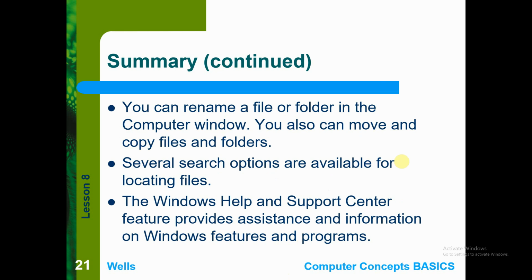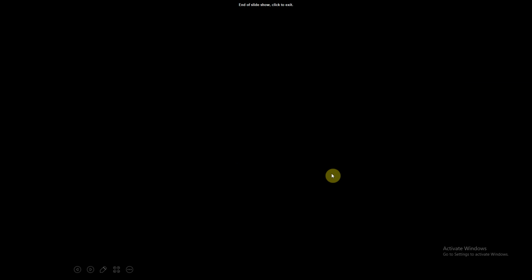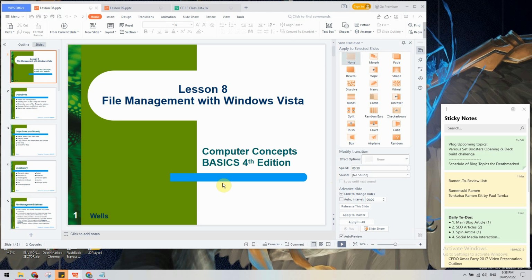Then you can rename a file or folder using the window, and you can also move and copy files and folders. Several options are available, and the Windows Help and Support feature provides assistance information on Windows features and programs. And tandaan, F1 ang imo nga shortcut para mag-open sa help option sa Windows. So that is the wrap for this chapter, lesson 8. Any questions?